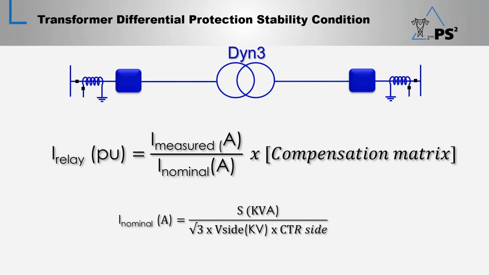So in this case, the relay current which will be used in the differential protection calculations would equal the measured current in ampere over the nominal current in ampere multiplied by the compensation matrix, where the nominal current in ampere will equal the transformer power in kilovolt ampere over root 3 multiplied by the voltage of the side of the transformer, either the high side or low side, in kilovolt multiplied by the CT ratio of the transformer side.